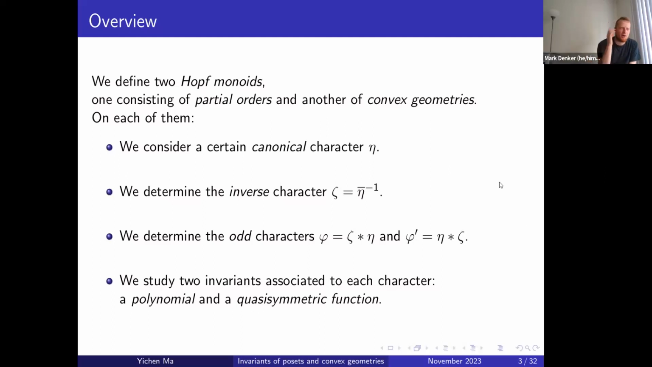Sorry, this always gets me because Stanley uses zeta for the all-ones character whenever he's defining the Mobius function, and it always bothers me that this is not the same here. Yeah, it really feels like eta should be named that. That's more of a rant than a question.